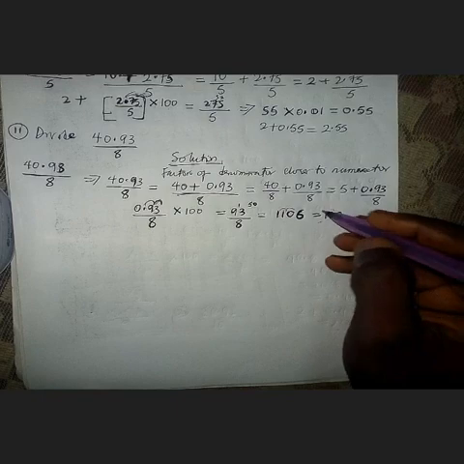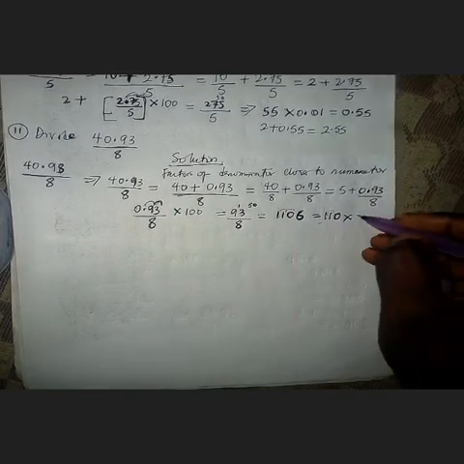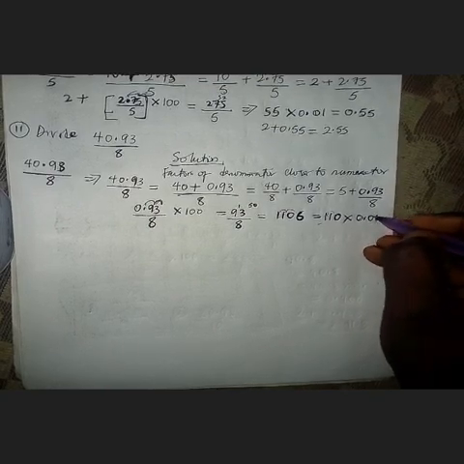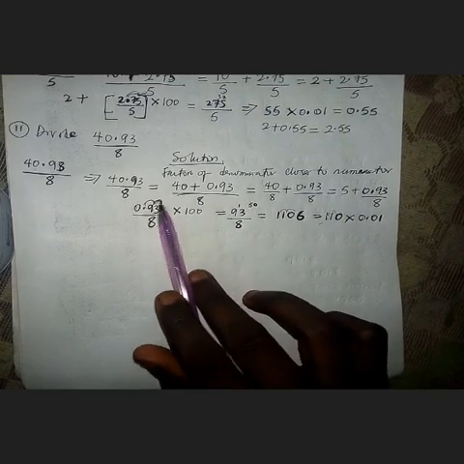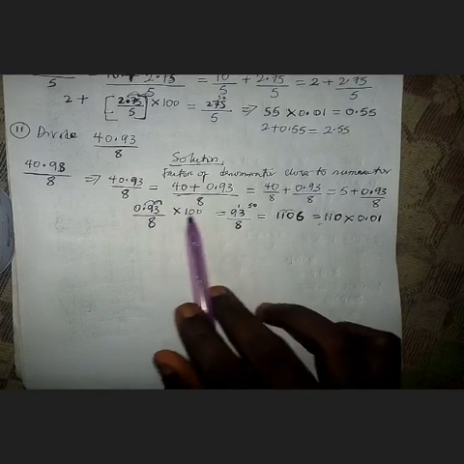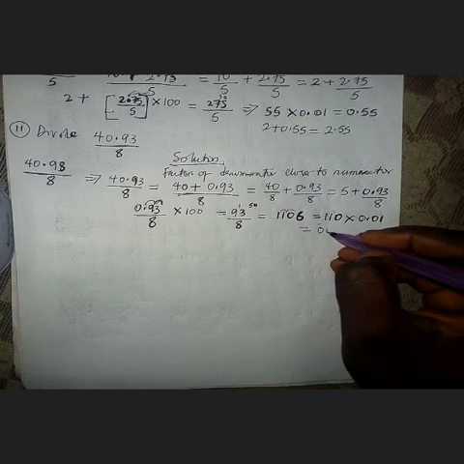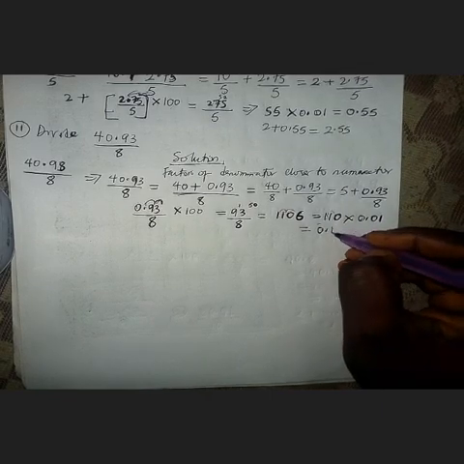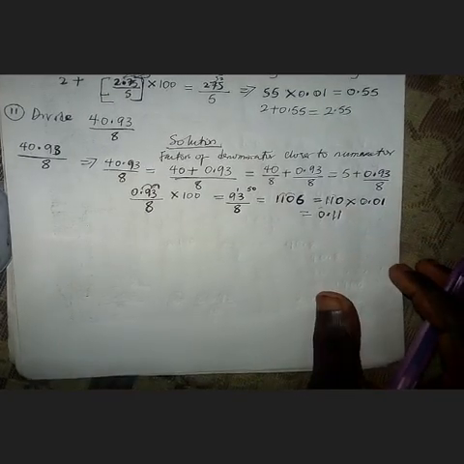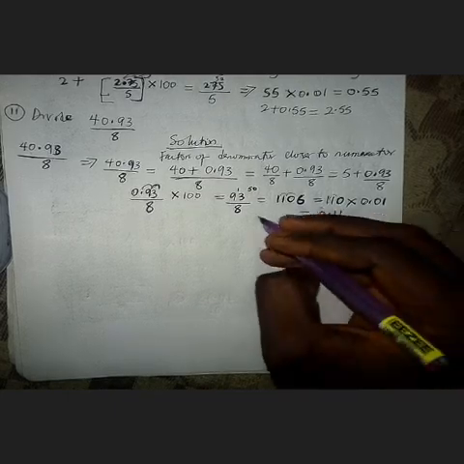so multiply this by 0.01 again, to return it back to the decimal. To return it back, we multiplied by 100, so I want to return it back. That's why I'm multiplying by 0.01, so that it will be in this form. So it will be 0.11. Then now add them together.